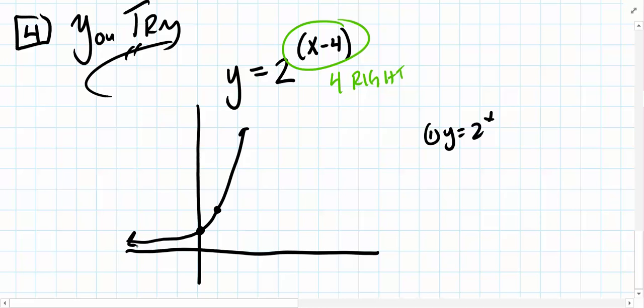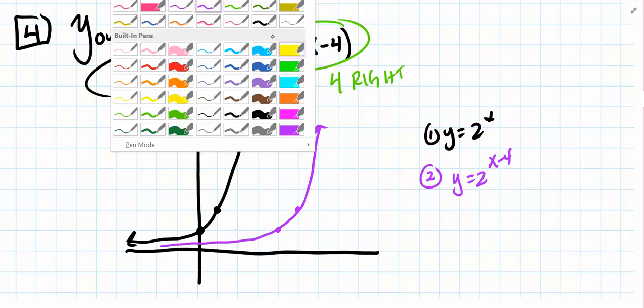Then take each of those 2 points you have and just move them 4 to the right. 1, 2, 3, 4. 1, 2, 3, 4. And then you'd have this. Boom. And then for the very final graph, we would also plug in the asymptote, and that would be the line y equals 0, and you'd be done. It's always going to have the 0 probably.